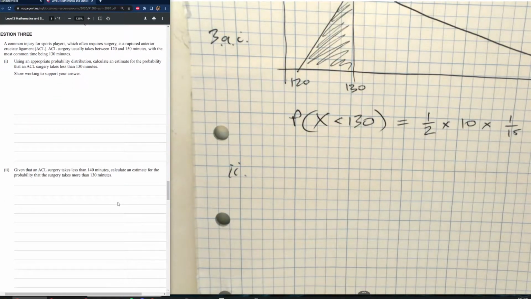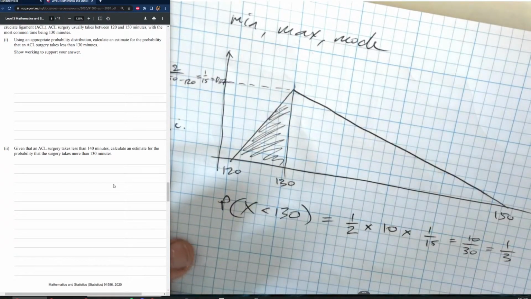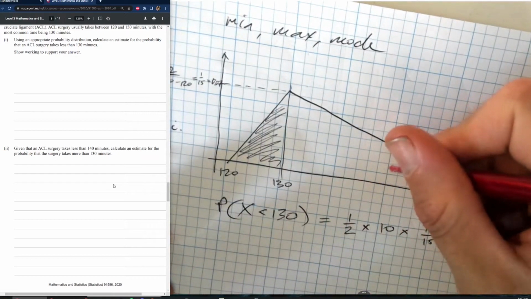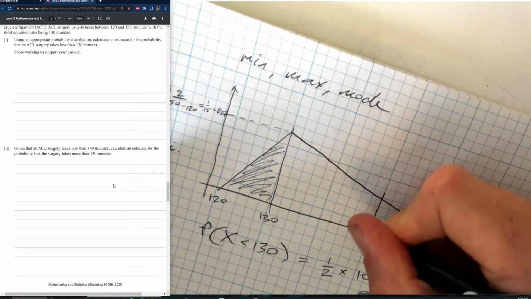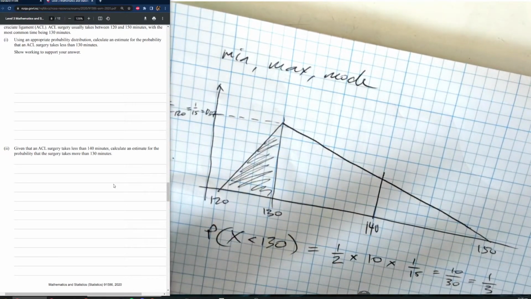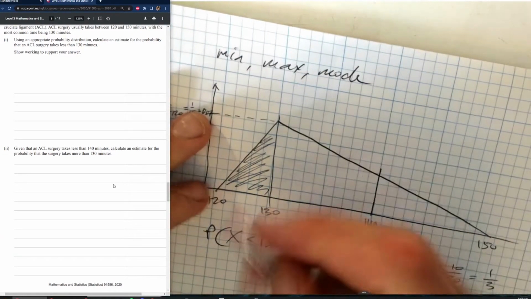Given that the ACL surgery takes less than 140 minutes, calculate an estimate for the probability that the surgery takes more than 130 minutes. Given that the surgery takes less than 140. Oh man, my picture's so ugly. It's so ugly, it's crazy. So this is 140 here. That's the worst triangle I've ever drawn in my life. Calculate an estimate for the probability that the surgery takes more than 130.